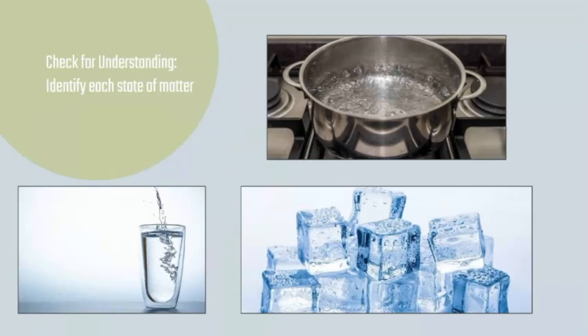Check for understanding. Identify each state of matter. Okay, so this image that shows water being poured is liquid because water is a liquid. Next, we see water being boiled on a pan. When water is boiled, it evaporates into gas, so this is a form of gas. And this is a solid because water is frozen to become solid.